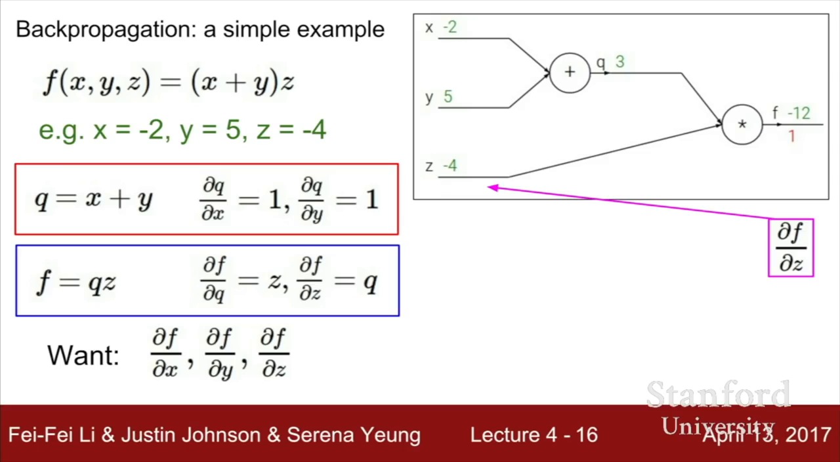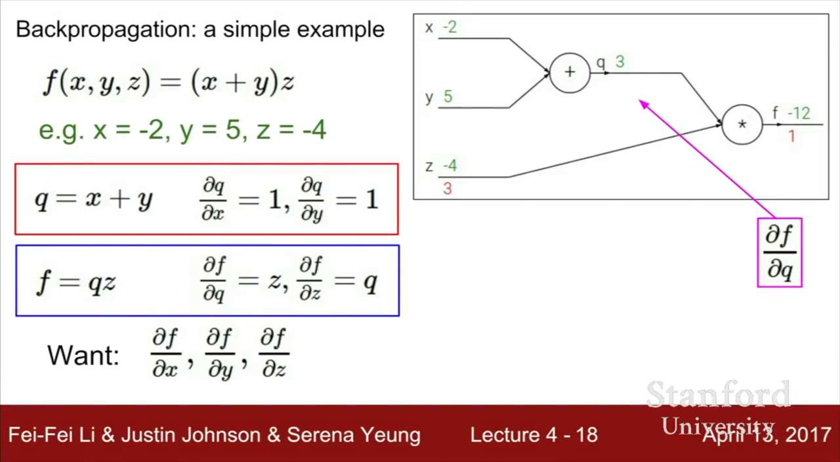So now moving backwards, we want the gradient with respect to z, right? And we know that df over dz is equal to q. So the value of q is just 3. And so we have here df over dz equals 3. And so next, if we want to do df over dq, what is the value of that? What is df over dq? So we have here df over dq is equal to z, right? And the value of z is -4. So here we have df over dq is equal to -4.